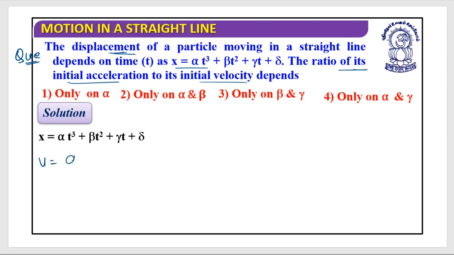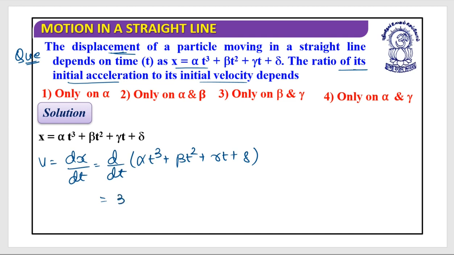How can I do it? Yes, with the help of differentiation, v should be equal to dx by dt. So this is d by dt of alpha t cube plus beta t square plus gamma t plus delta. Now alpha t cube gives 3 alpha t square, beta t square gives 2 beta t, and gamma t gives gamma. And delta would be 0, that you know. If I find the velocity at t equals 0 seconds, this would be 0, this would be 0, only the gamma remains. This is the v.